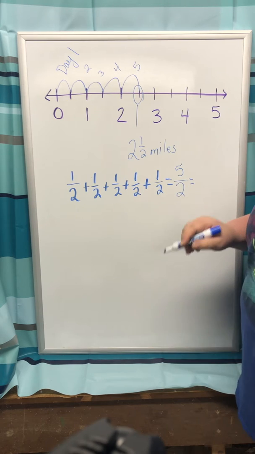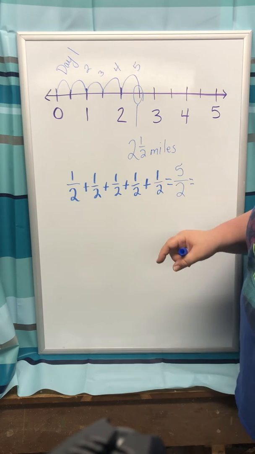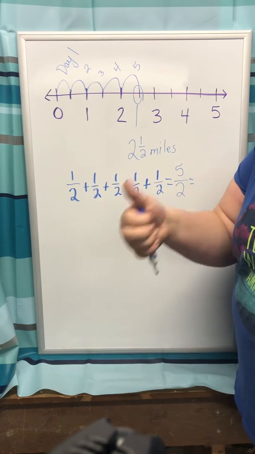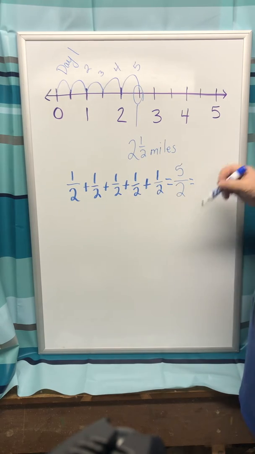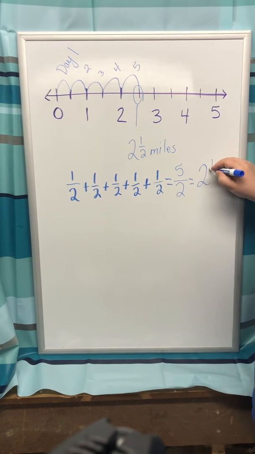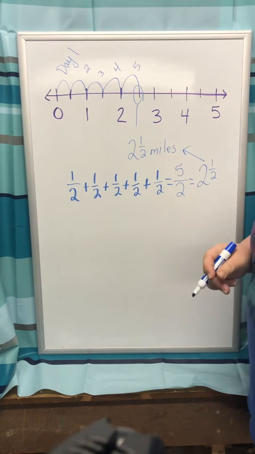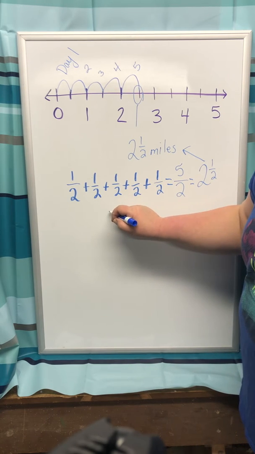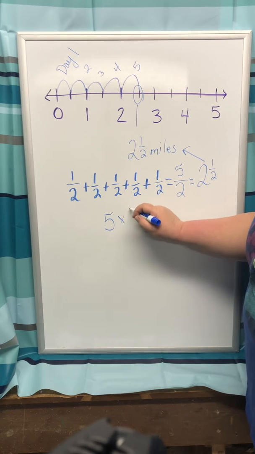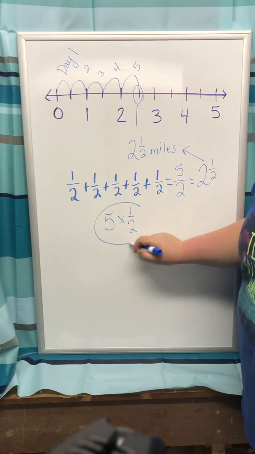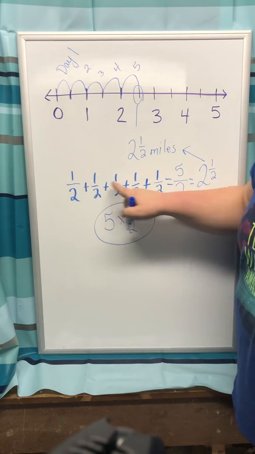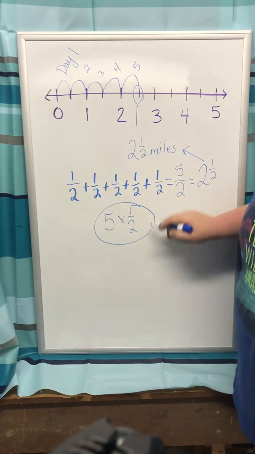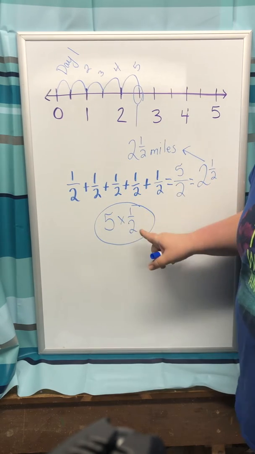If I have 5 halves, when I turn that into a mixed number, I know that it takes 2 halves to make a whole. So 2 halves is 1 whole. 4 halves is 2 wholes. So we have 2, and I have 1/2 left over. That gives me my 2.5 miles. We're also going to be looking at how I can solve this problem by just doing 5 times 1/2. This is where we're eventually going to get. If you take a look at this and at the model, you might already see the relationship. We're not going to get there just yet, but that's where we're headed.